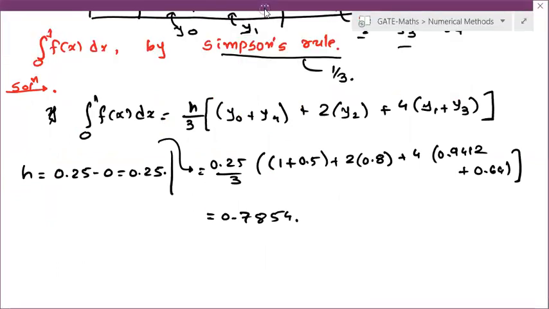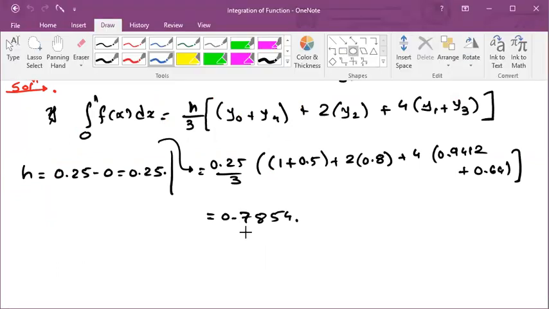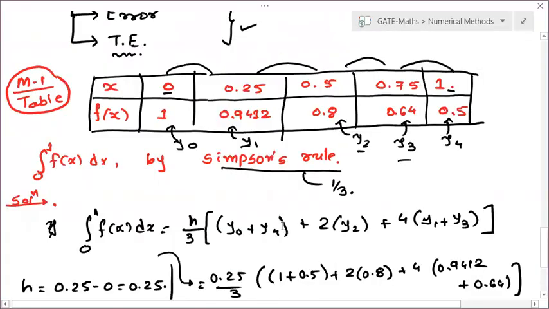So whenever you have to proceed from a table, first mention all y0, y1, y2 up to y4. First you have to mention all of them.